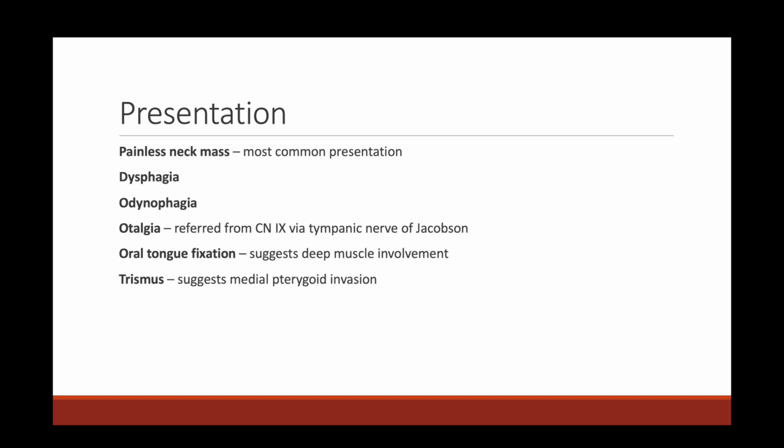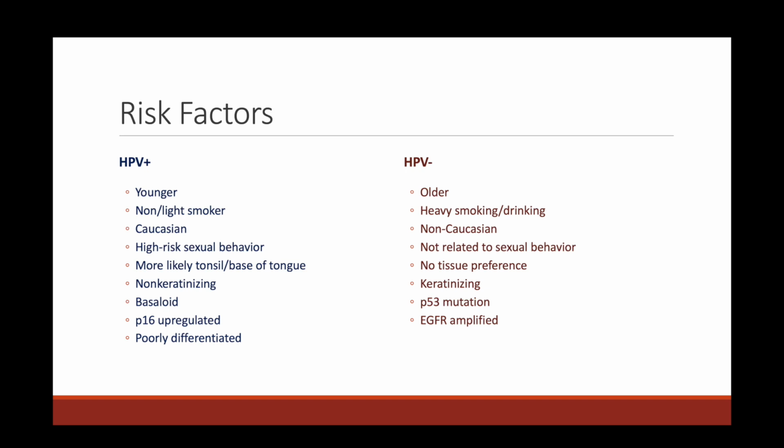and their overall nutritional status. We mentioned earlier that HPV positive and negative tumors really exhibit different tumor biology and very different behavior, and so it makes sense that their risk factors are very different as well. So patients with HPV positive oropharyngeal cancer tend to be younger, they tend to be non-smokers or have less of a smoking history. They tend to be Caucasian, they may engage in high-risk sexual behavior, thus explaining the HPV infection.